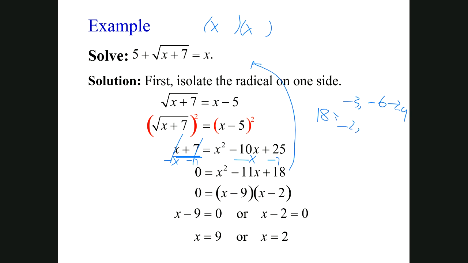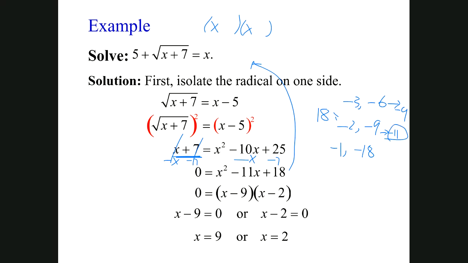We can have a negative 2 times negative 9, and that way we get negative 11 if we add them together. Of course, you can have a negative 1 times negative 18 as well, but we don't want that one because they don't add up to negative 11. Okay, that's the one we want. So we're going to choose this one.